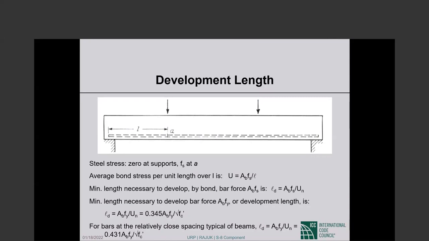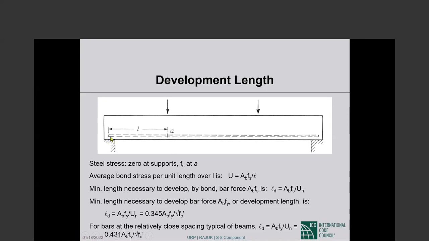Okay, now it is a beam between simple supports. The loading is 2-point loading. Those are kind of immaterial. What we are going to discuss will hold irrespective of the structural member. In any case, this is a simple case that makes the presentation easier. Okay, so steel stress is zero at the supports. There is no bending moment. There is no stress in the reinforcement.